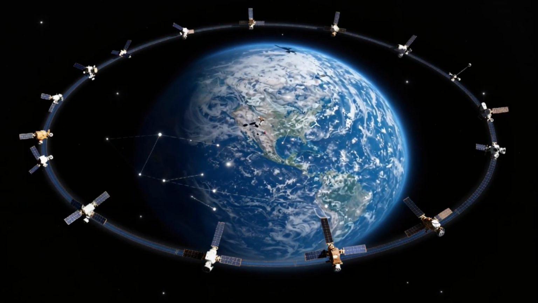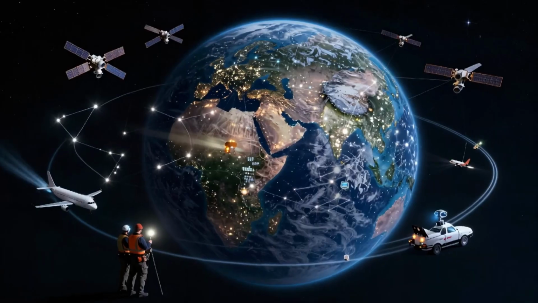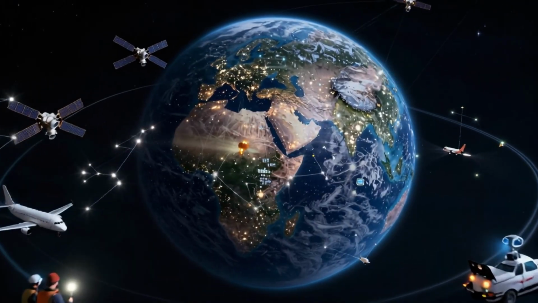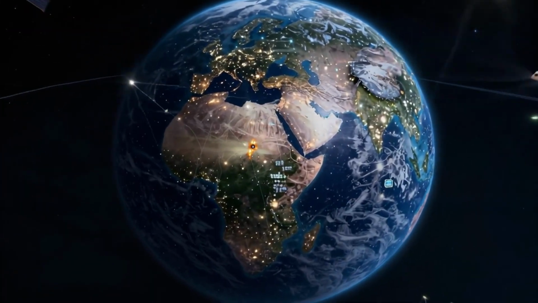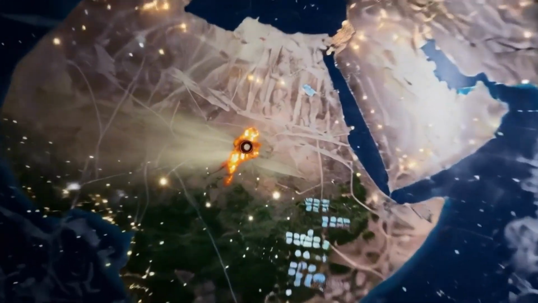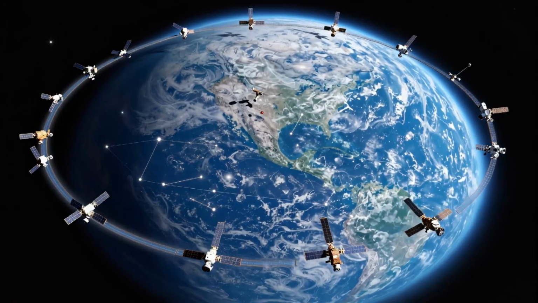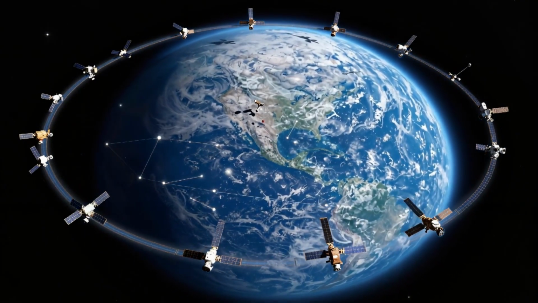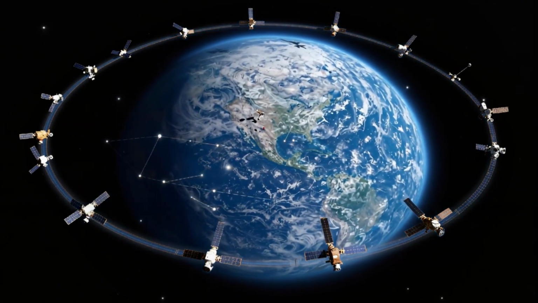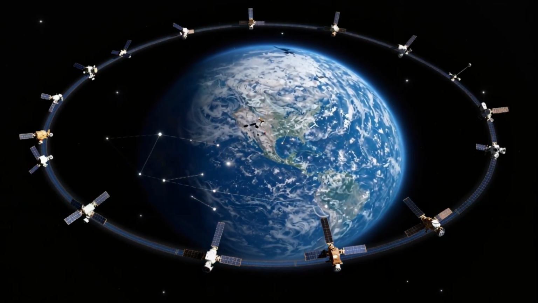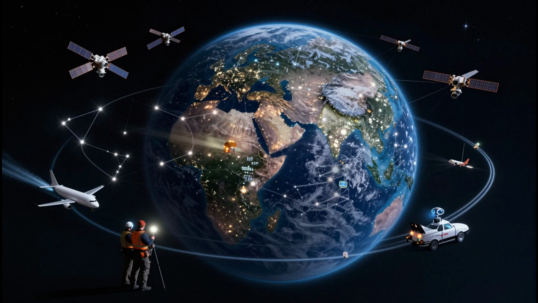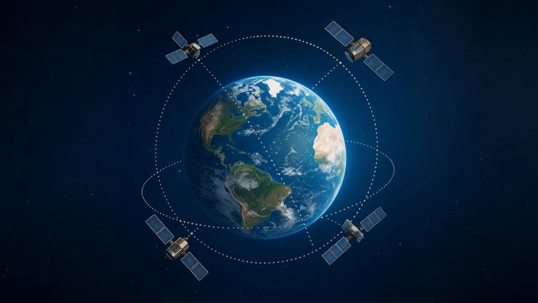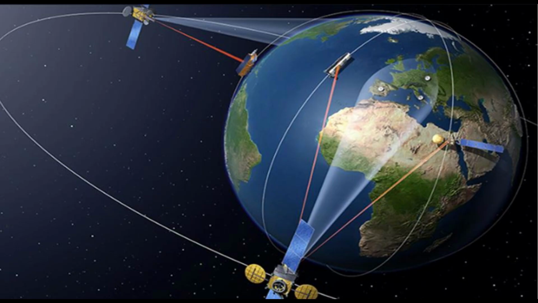GLONASS, the Global Navigation Satellite System, developed and operated by Russia, provides global coverage and serves as an alternative to GPS. Galileo, developed by the European Union, was designed as a civilian-controlled navigation system. It provides high-precision positioning services worldwide. BeiDou, developed by China, evolved from a regional system into a fully operational global navigation network. Regional systems: several countries operate regional navigation systems. Examples include India's NavIC and Japan's QZSS. These systems enhance positioning performance in specific regions.